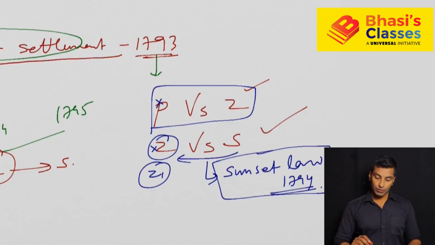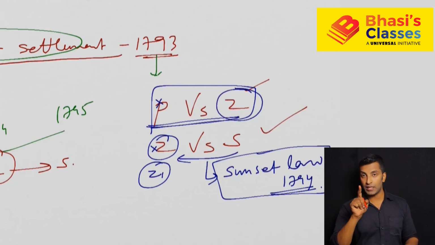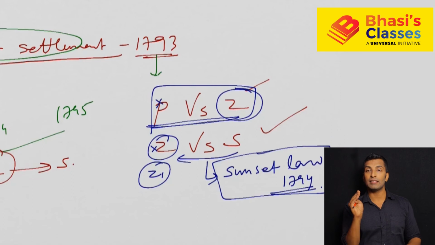So this was the situation. The ownership was given to the zamindar, but remember, this was not absolute ownership. That's again relative. When it comes to peasant and zamindar, the zamindar is the owner. When it comes to zamindar and the state, the state is the owner, and the state can evict the zamindar. Similarly, the zamindar can evict the peasant.